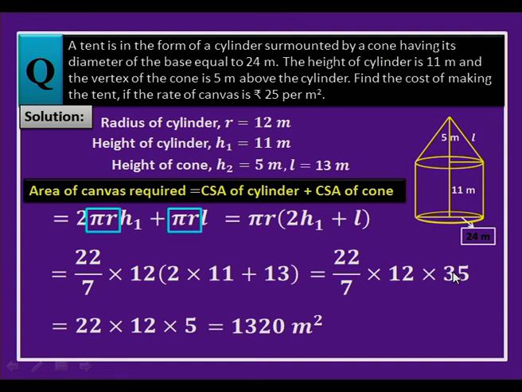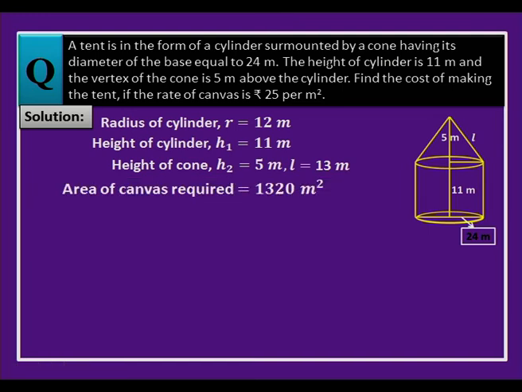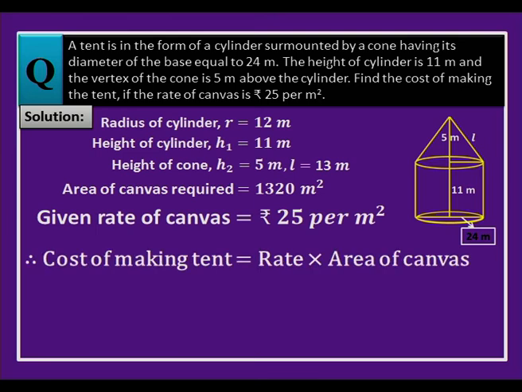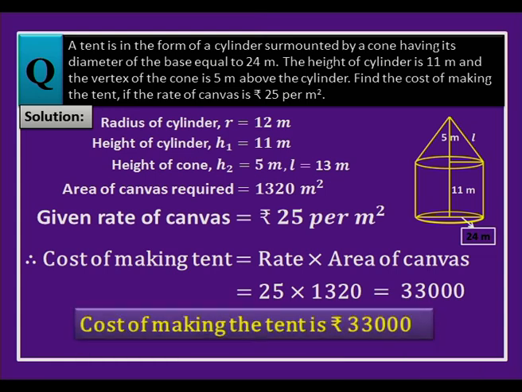We are supposed to find the cost of making the tent. The rate of canvas is 25 rupees per meter square. So, the cost of making the tent is the rate per unit into area of canvas. Let us substitute them. 25 into area is 1320. On multiplying them, we get 33,000. Therefore, the cost of making the tent is 33,000 rupees.